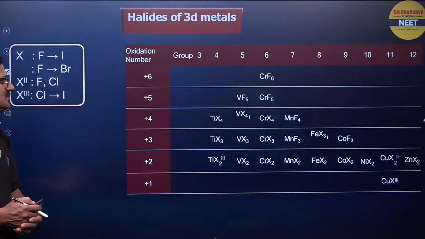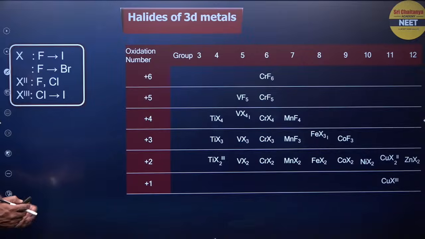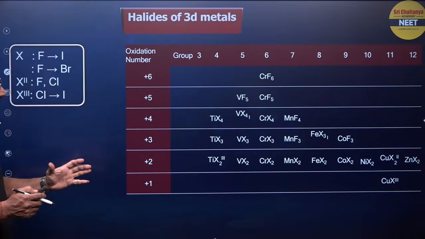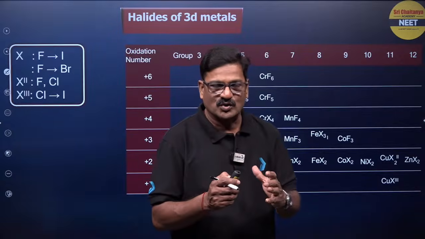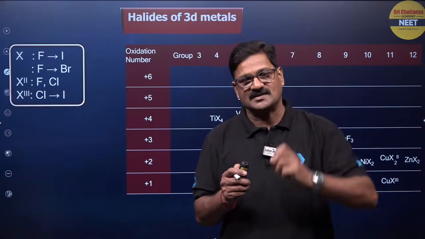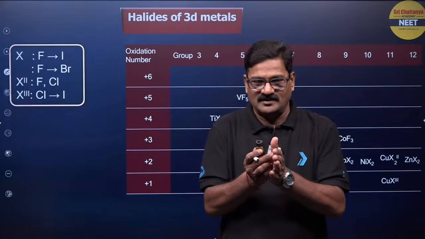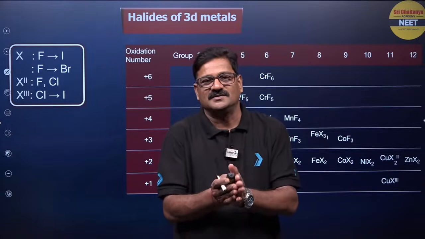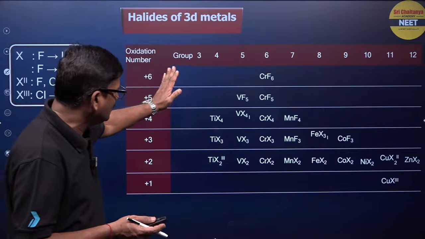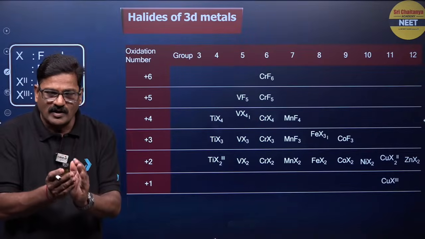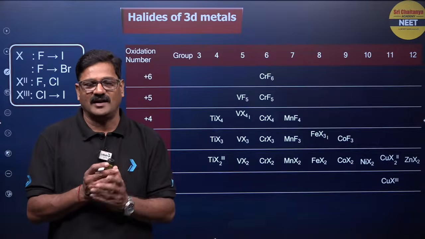And also see in the group halides in the 3d, when you see a metal can show its highest oxidation state when it forms a fluoride or oxide. So these are all the halides, lower halides and higher halides.